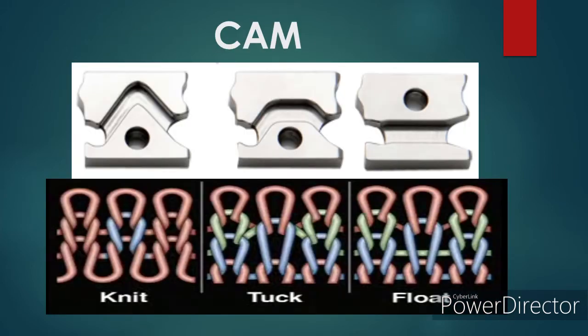Cam. As we learned earlier in Class 1, there are three types of cams for the loop formation: knit cam, tuck cam and miss cam. The bottom image shows you the loop appearance which is formed using the knit cam, tuck cam and miss cam. The miss stitch is also called a float stitch.